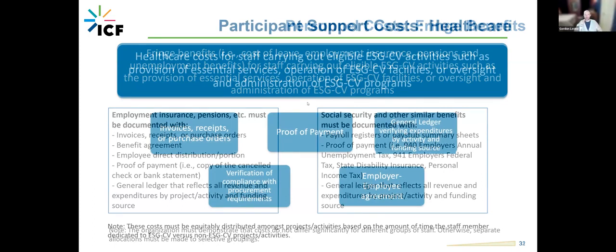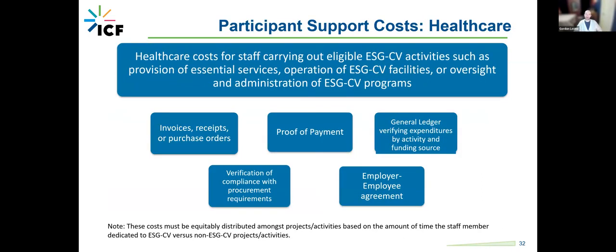All right, healthcare. So these are healthcare costs for staff carrying out eligible activities such as the provision of essential services, operation of facilities, or oversight and admin of ESG-CV programs. In other words, that's all of your staff who are involved in ESG-CV. You need invoices, receipts, or purchase orders, proof that money went out the door. Your general ledger needs to reflect it. You need verification of compliance with procurement requirements, and you need an employer-employee agreement, which needs to be signed and otherwise in the form that you would expect.